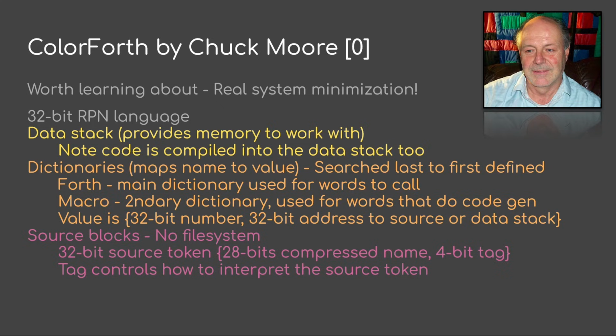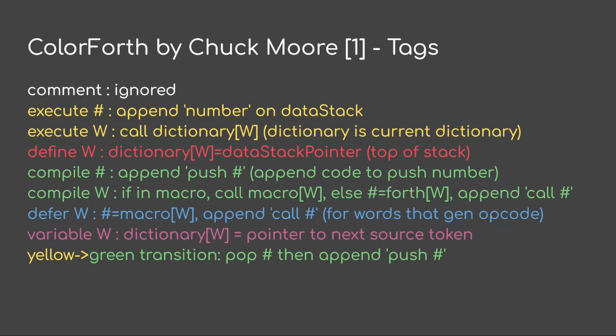These tokens contain 28 bits of compressed name or string and 4 bits of tag. The tag controls how to interpret the source token. Let's go through some of the tags. The white tag means an ignored word. Yellow tag means execute. If it's a number, we append the number on the data stack. If it's a word, we look up the word in the dictionary and then we call the word.